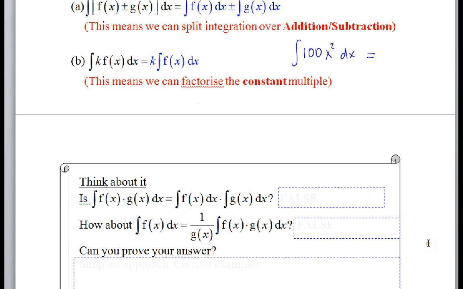This is something interesting for us to think about. What if now I have f(x) and g(x) as a product, not a sum? Can I integrate them separately? Don't answer me yet. Answer in your head. Can or cannot? What about, can I do this as well? I can factorize a g(x) out. Let's answer the first one first. Can or cannot? True or false?